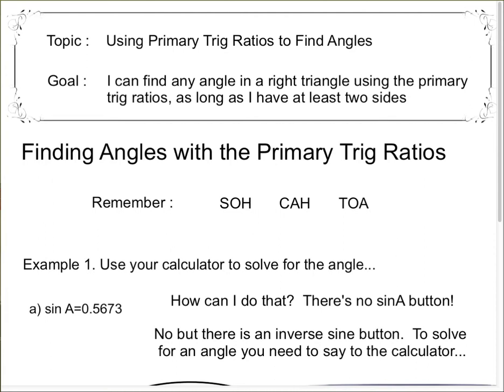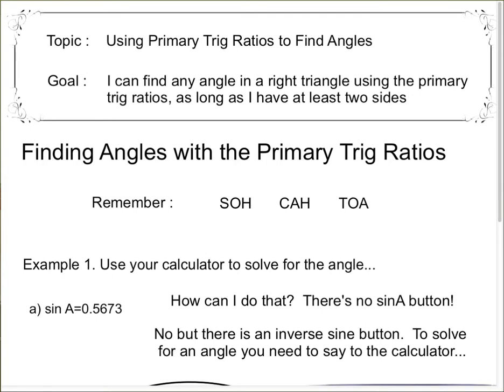We are finding angles with the primary trig ratios today. Last lesson, we solved for sides. Now we're going to find angles. So let's look at our topic: using primary trig ratios to find angles. And our goal: I can find any angle in a right triangle.